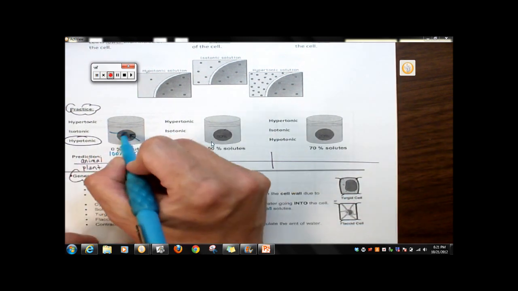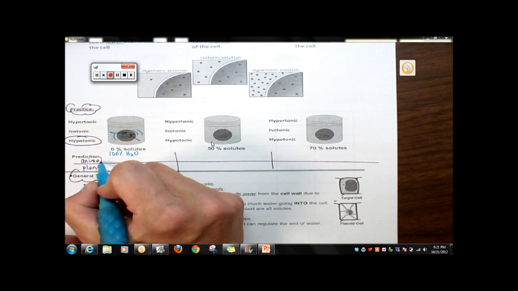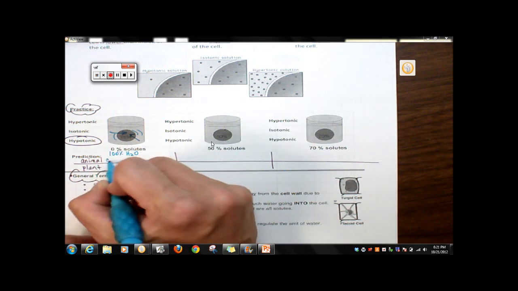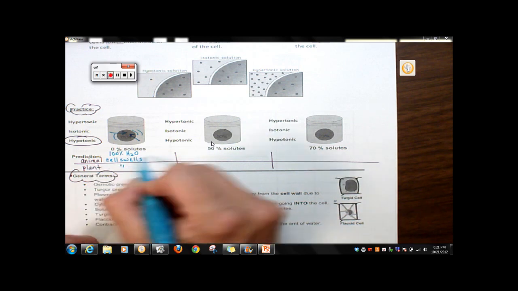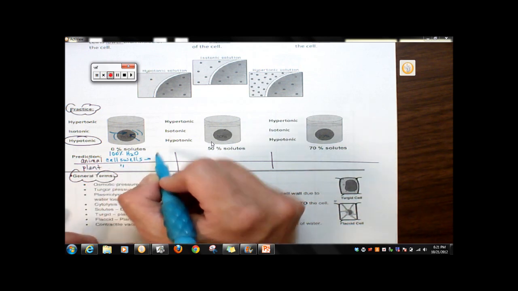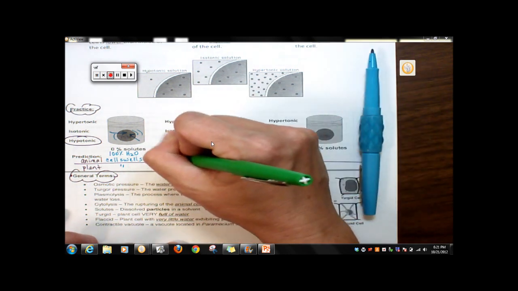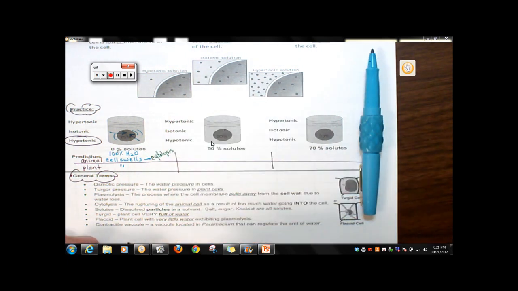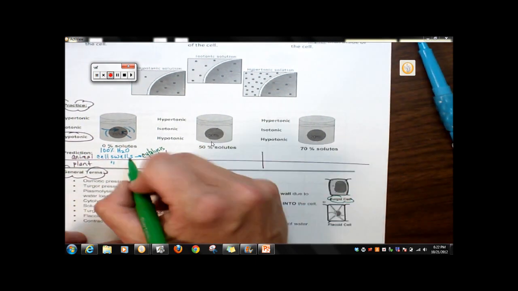The water's going to go in, the cell is going to swell. So in an animal cell, if it continues to swell, the cell swells in both cases, but in an animal cell, the cell will burst, and that's called cytolysis. Plant cells, they just become very turgid. You can kind of see a picture over here.